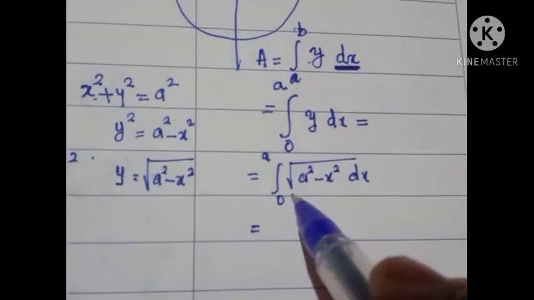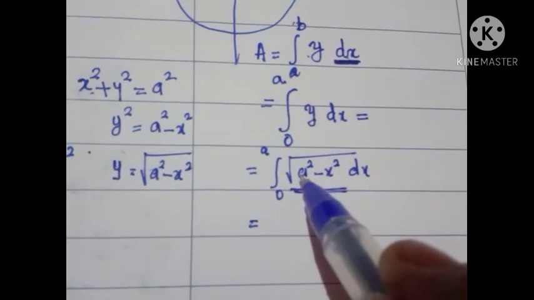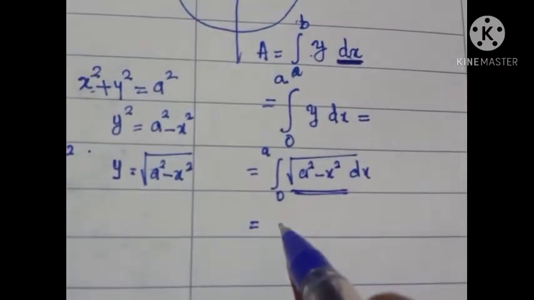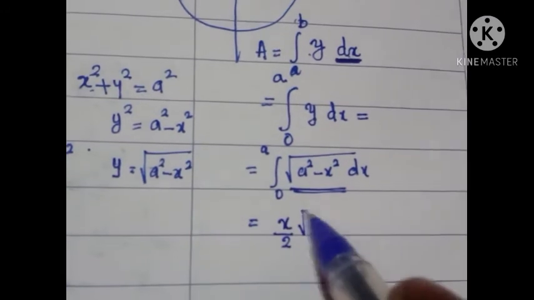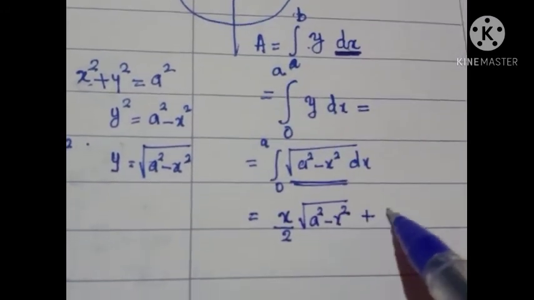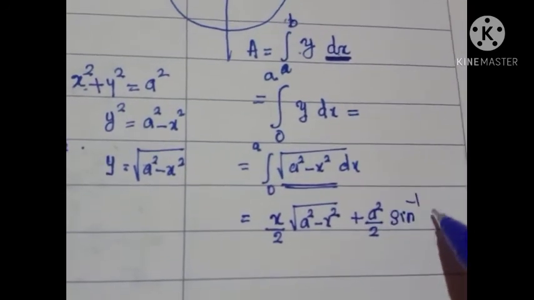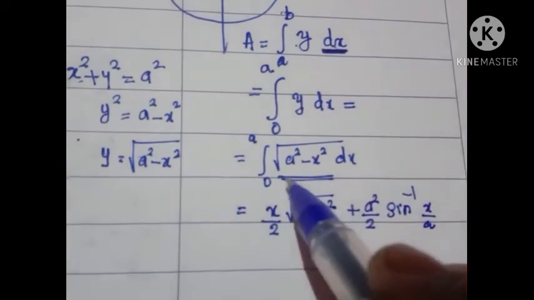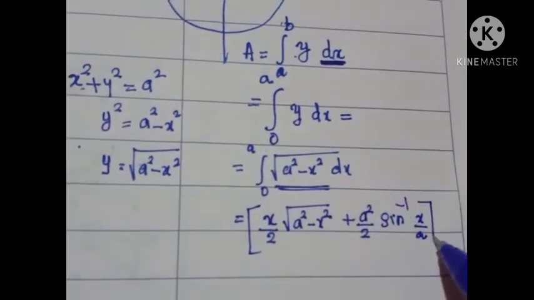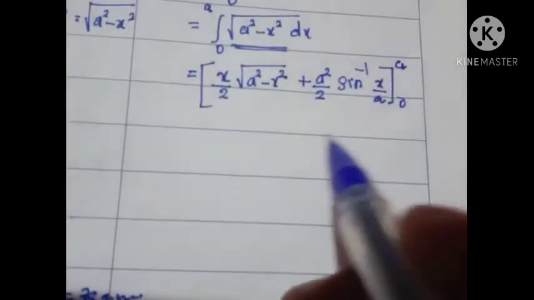So listen, it is a formula. The formula for the integral of root of a square minus x square is, learn it by heart: x by 2 into root of a square minus x square plus a square by 2 sine inverse x by a. Learn the formula by heart. So within the limit 0 to a.